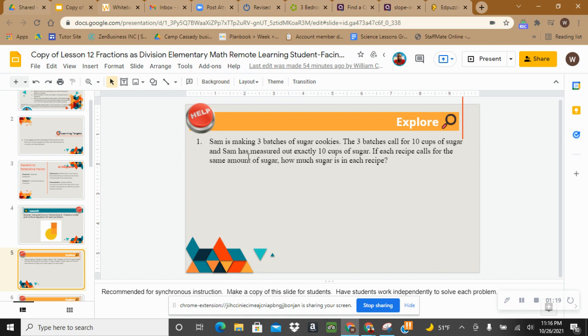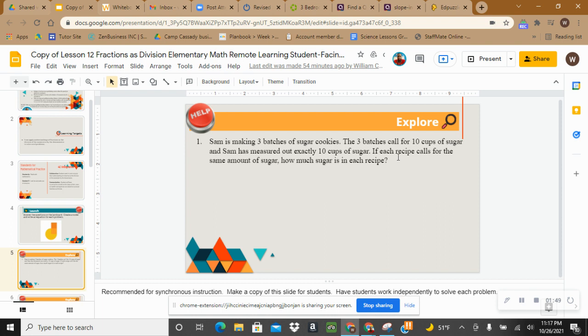All right. So Sam is making 3 batches of sugar cookies. The 3 batches call for 10 cups of sugar, and Sam has measured out exactly 10 cups of sugar. If each recipe calls for the same amount of sugar, how much sugar is in each batch? So, if you're following cubes, you see 3 numbers, but they repeat 10 cups. So, you only circle it one time. So, 3 batches, 10 cups of sugar.